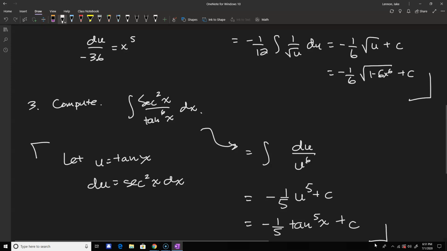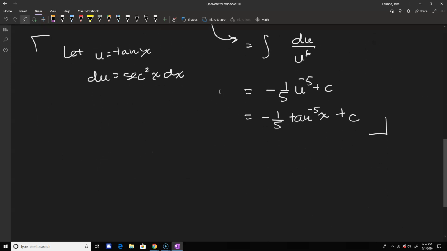And that's it. So again, nothing different from the previous one. We're just dealing with some elementary formulas that involve trig functions. Oh, sorry, I've just noticed there's one small error. It should be u to the negative 5th, which would make it tangent to the negative 5th of x plus a constant. So if you want, what we can do here is we can change that to 1 over, so this would be minus 1 over 5 tangent to the 5th of x plus c.